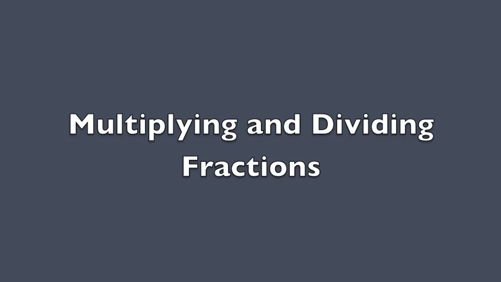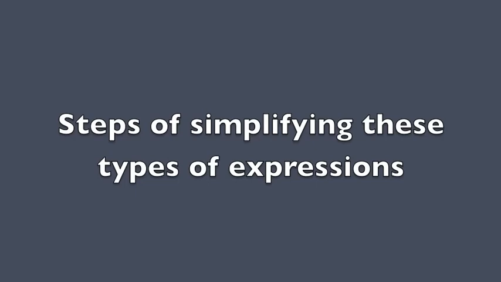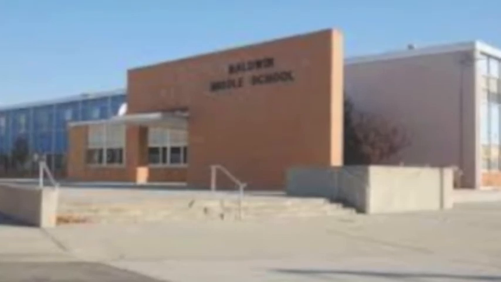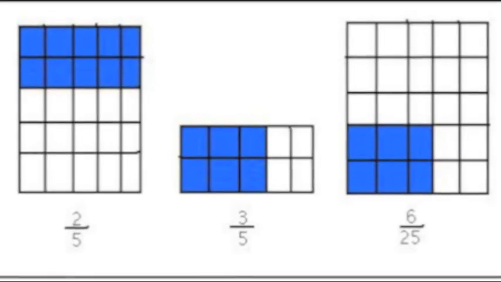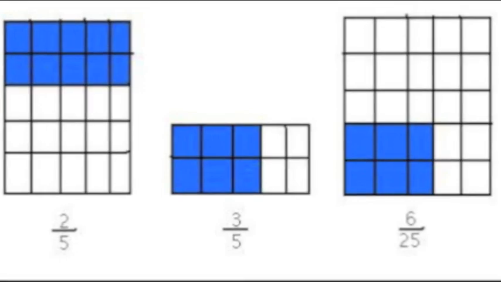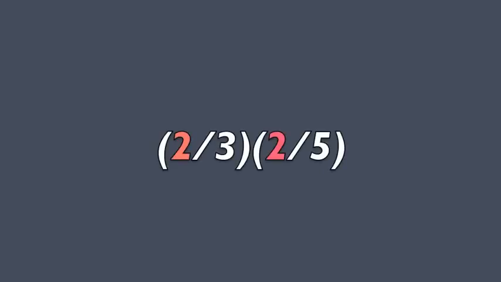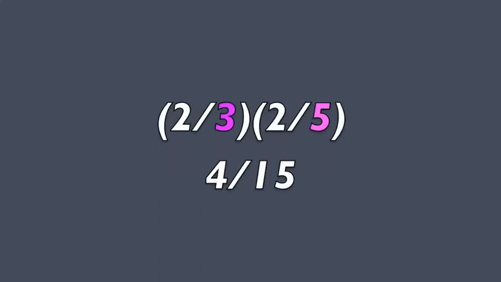So now let's move on to multiplying and dividing fractions. What are the steps of simplifying these types of expressions? Think about middle school, Dan. First, you multiply the numerator. Then multiply the denominators and simplify where necessary. So how would you do 2 over 3 times 2 over 5? First, I would multiply the numerators, so 2 by 2 and I get 4. Then you multiply the denominators 3 and 5, which will give you 15. So your answer is 4 over 15 because you can no longer simplify it.